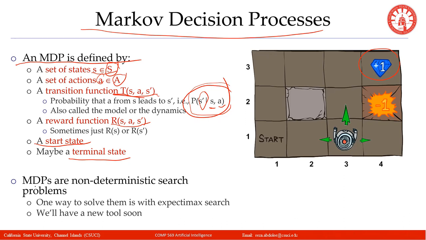So as we said, MDPs are non-deterministic search. One way to solve them is the expectimax. So right now you might be confused, saying that, okay, we're supposed to not think about the game search problem, and now we are talking about the expectimax. As you know, the expectimax is one of the algorithms that we use to solve adversarial search or games problems. So let's see why we can use expectimax to solve Markov decision processes. It's not exactly expectimax. It's part of the solution, not all of it.